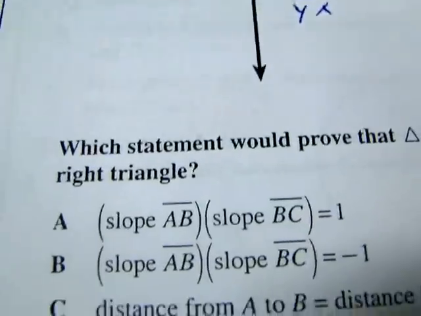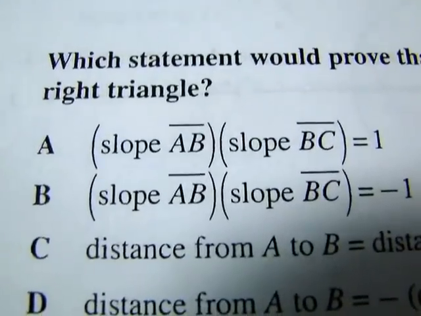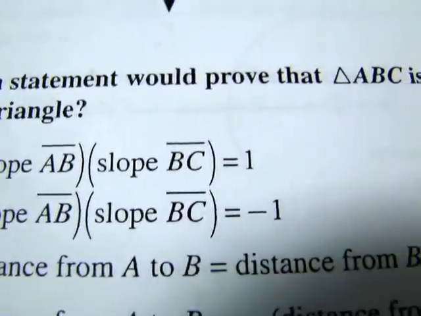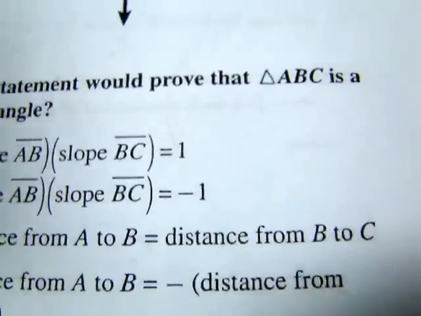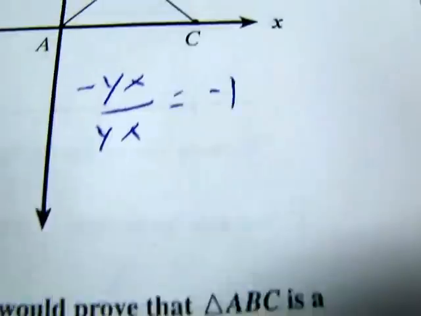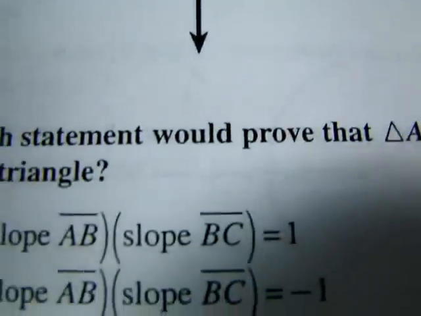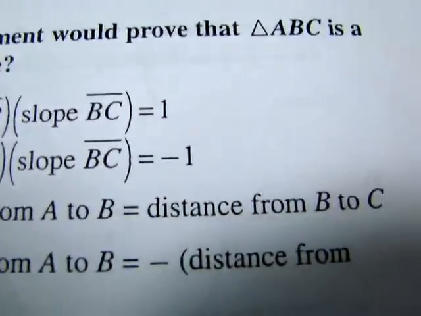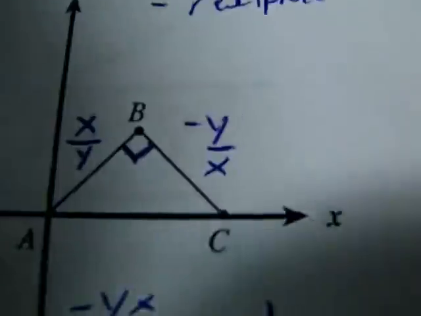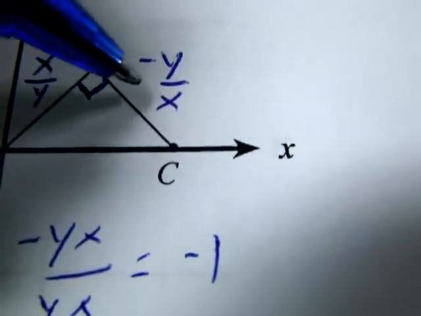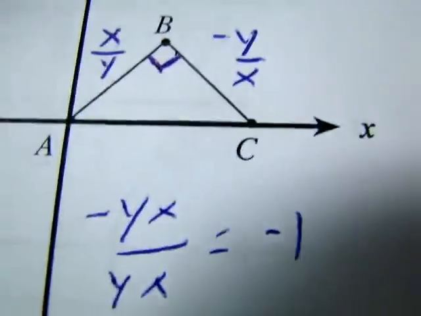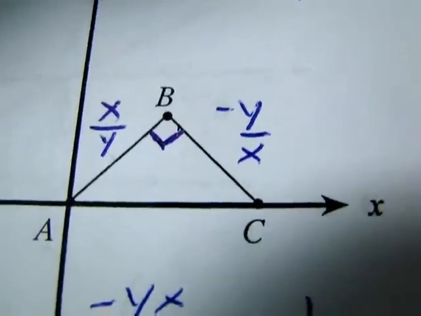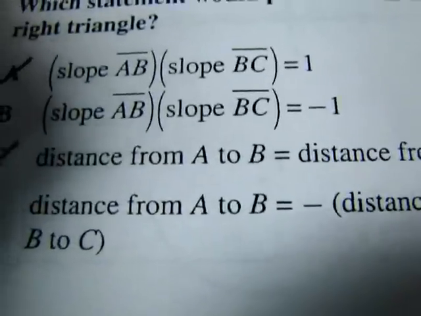So let's see if we have something that says that. B says the slope of AB times the slope of BC equals negative 1. Well, that looks like the right thing. A obviously doesn't work because when we multiplied it, we got negative 1, not 1. Okay, C, we get distance from A to B equals the distance from B to C. So that's basically saying that this is congruent to this. Well, that would make it isosceles, but not all isosceles triangles are right, so that can't be the answer.